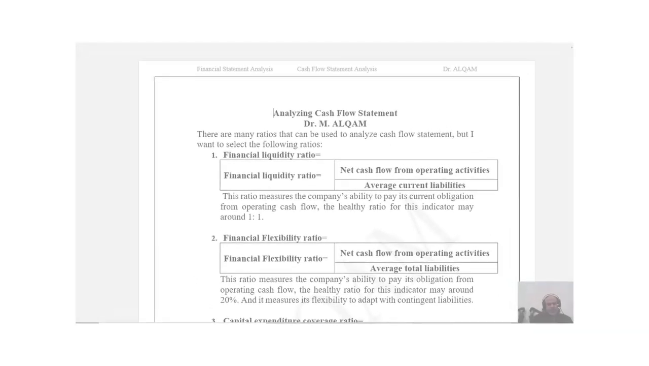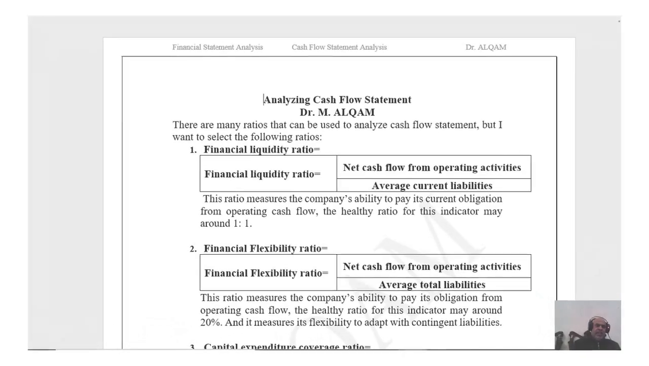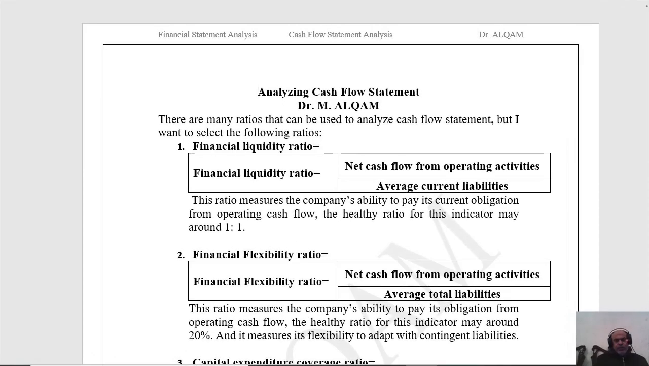Hello, we come back, my student, to analyze the cash flow statement. As you know, my student, there are many ratios that can be used to analyze the cash flow statement, but I want to select for you the following four ratios.